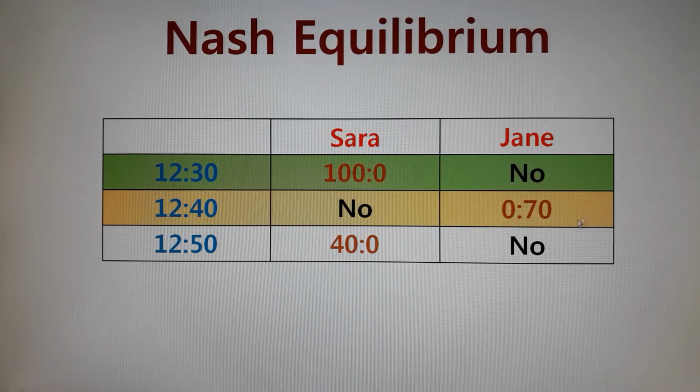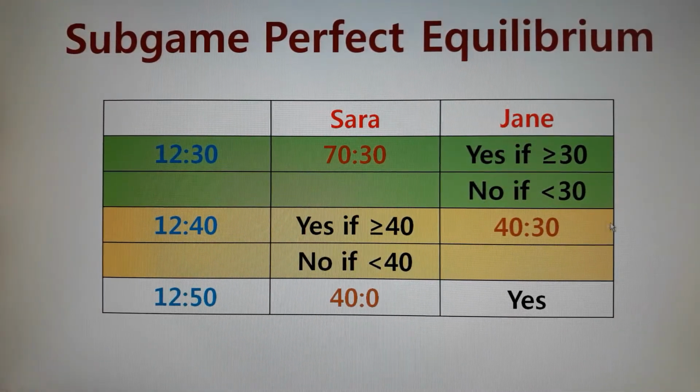Because no, then Jane offers. This time Jane says, I got all the pizza, 70 of it, and give you Sarah 0. And Sarah says, no, not only to this 0, whatever offer you make, no all the time. This no means all the time. This is different. No if.